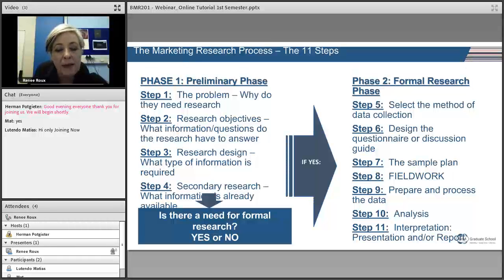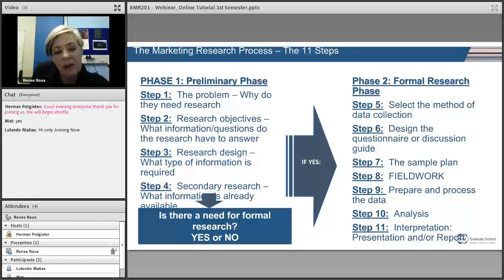Step 4 is then secondary research. So that means that you will really go and look at what information is already available, either within your company, maybe previous research that you've done already that applies to this problem or opportunity, case studies that are available externally, maybe information that's available on external databases or web searches, etc., that can help you understand what information is already available.